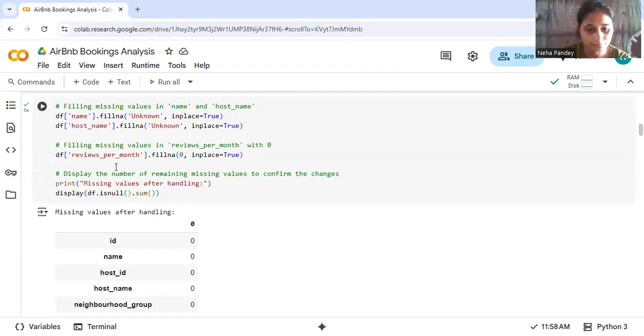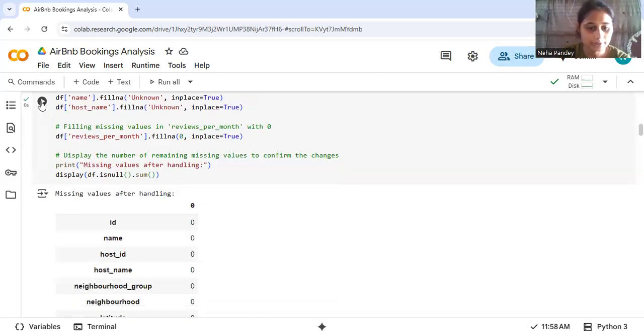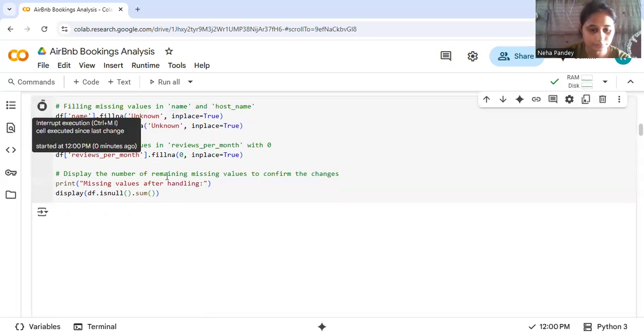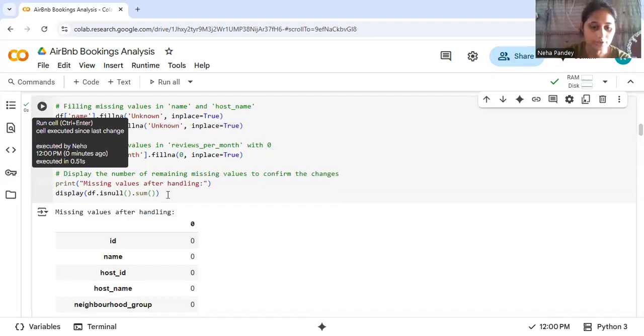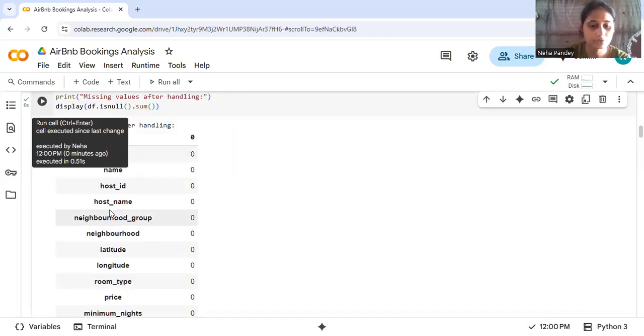Second, the column reviews per month had many missing values, since no reviews means zero activity. I filled the missing values with 0. After handling these cases, I checked again for null values across the dataset to confirm the changes. As a result, the dataset has no critical missing values, making it ready for further analysis.